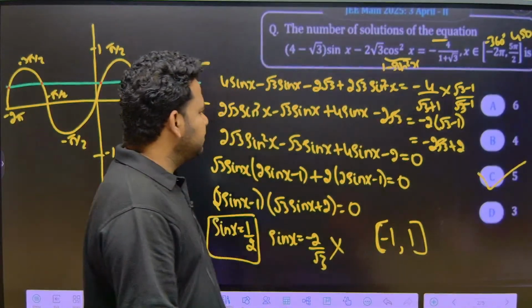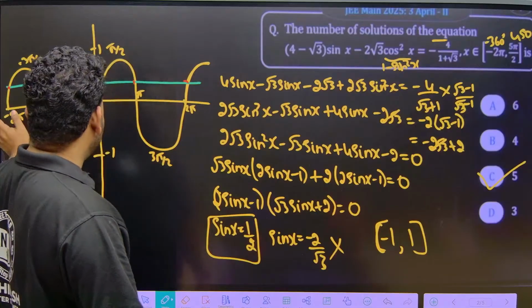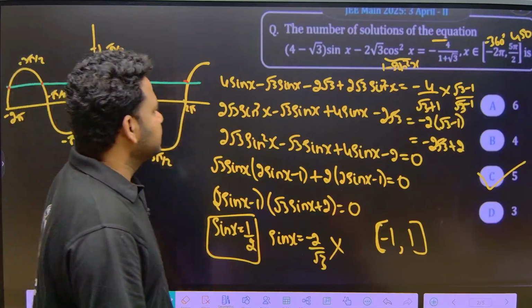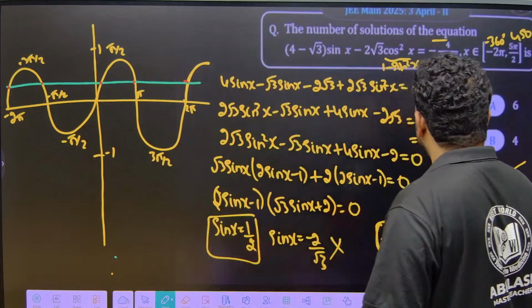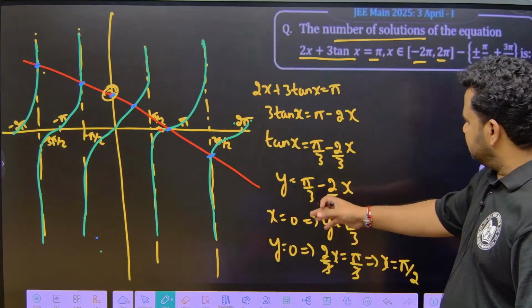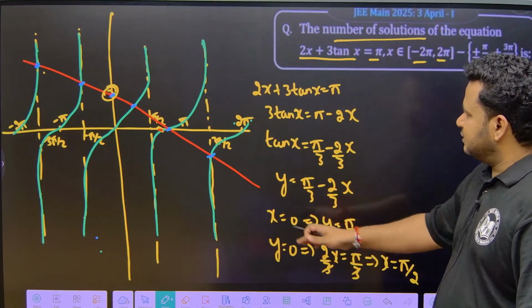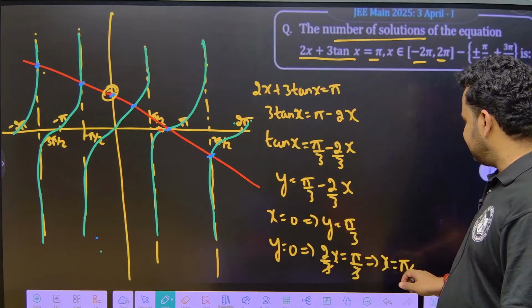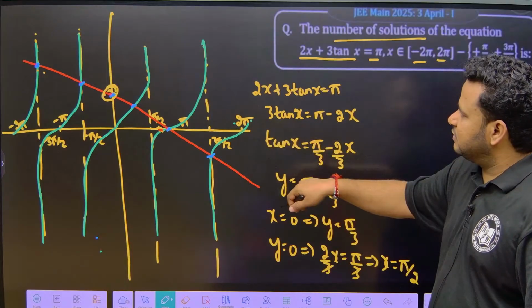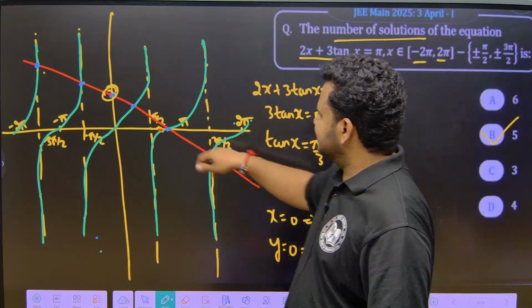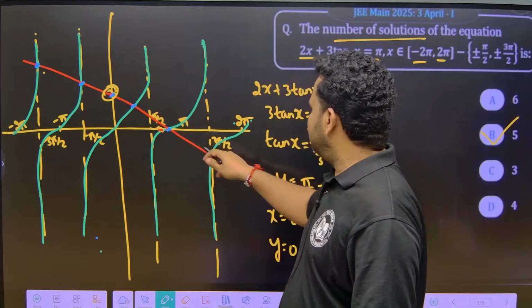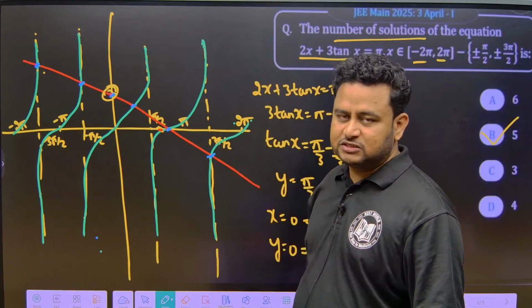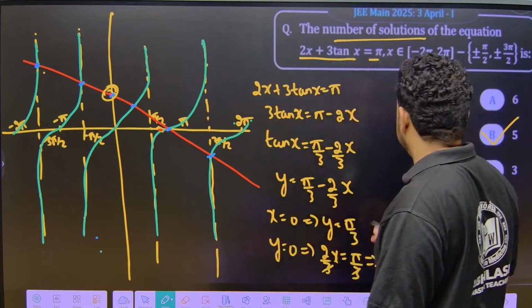Here in this question we got the number of solutions as 5 by plotting the sine curve. Similarly, look at this, tan x we will write in terms of y, and we plot the tan curve. We will put x equal to 0, y equal to 0, we will get pi by 3 and pi by 2. Plotting it on the graph, we will get the line passing through 1, 2, 3, 4, 5 points of the curve. Okay, 5 points of the tan curve. So, the number of solutions we got is 5.